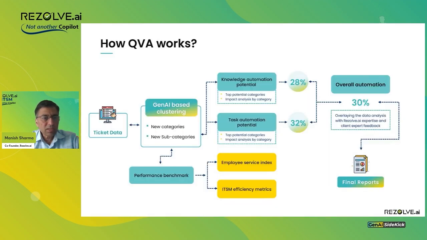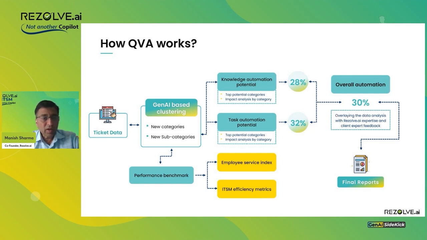So as I was mentioning, we ingest the ticket data. The first thing that we do is we essentially break it down into category and subcategory, and these are not your categories and subcategories, right? These are not based on how you define in your service desk what's a category, what's a subcategory. We don't use that, right? Why don't we use that?